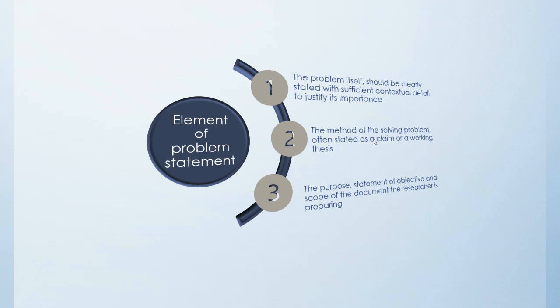Okay. So kalau kita boleh kenal pasti, kenapa number of cases are increasing, perhaps we can go deeper into this factor. Okay, and then number 3, the purpose, statement of objective and scope of the document the researcher is preparing. Mesti kena ada purpose dia lah. Kenapa kita nak solve this problem? Statement of objective and scope of the document.